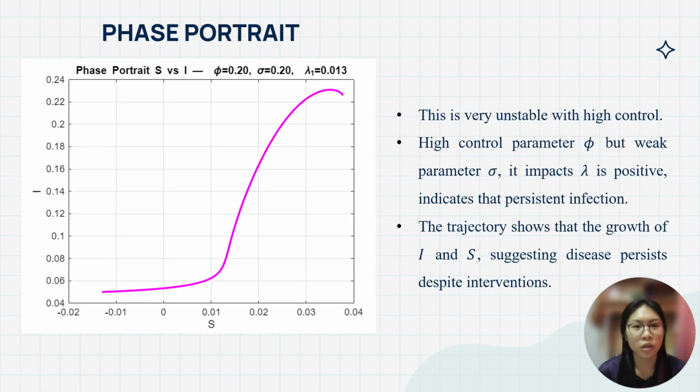So the trajectory in this phase portrait shows the graph of infected and susceptible proportion. Although there is a high vaccination rate, due to the high vaccine inefficacy rate, the disease persists. Hence, the endemic equilibrium is unstable despite interventions. In conclusion, a high vaccine efficacy rate is very important for controlling the disease outbreak. The higher the vaccine efficacy, the better the outbreak control.